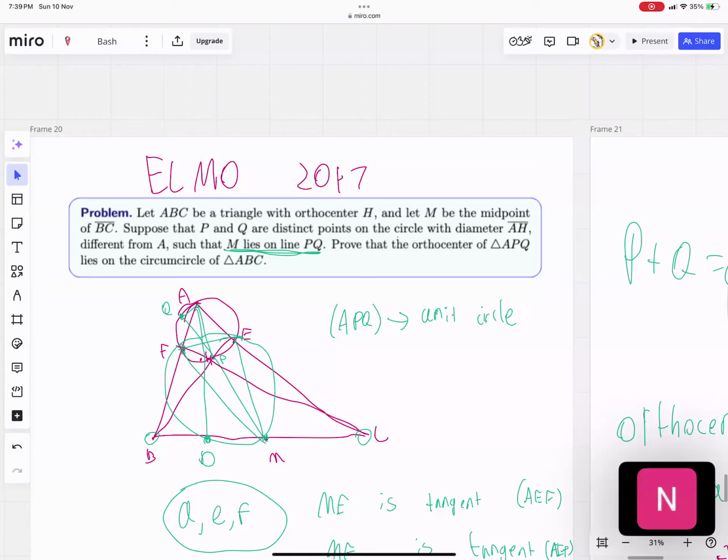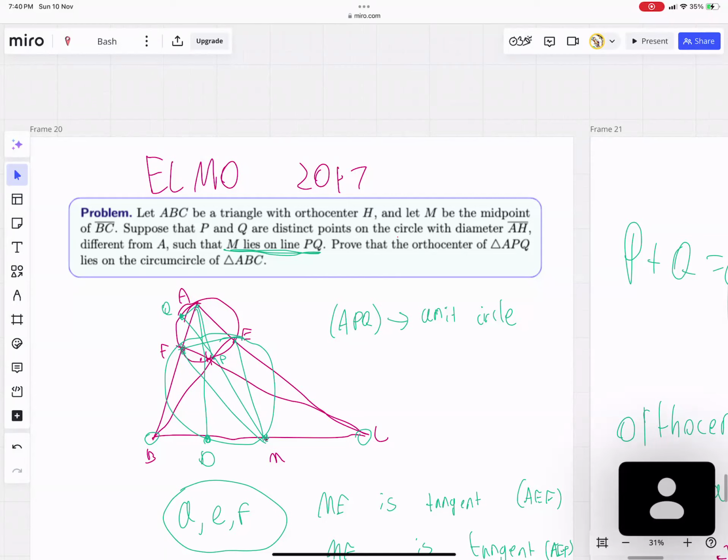What motivated you to use complex here? There are more synthetic observations than complex, to be honest. Okay, so at least I saw this in a complex bash preset, so that's what motivated me to do complex. And as soon as I saw the orthocenter of APQ, I knew that APQ must be taken to be the unit circle, since otherwise we will not be able to deal with it.